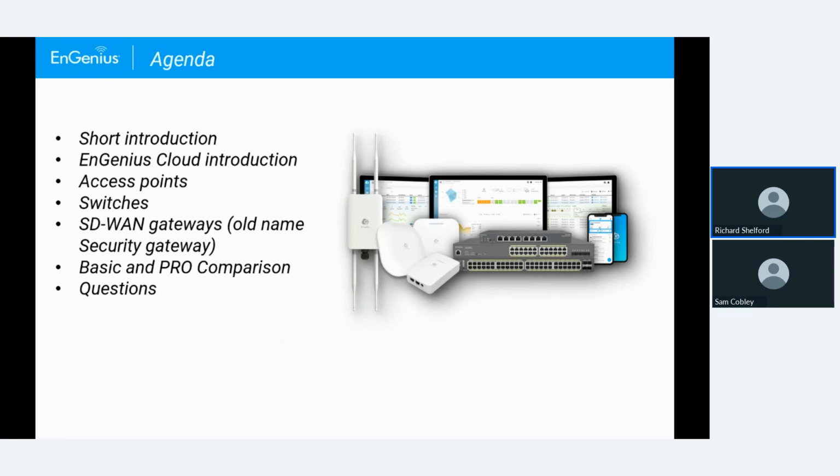Just to let you know, recently EnGenius have started to make available a PDU solution into the family. Currently, it's not available in the UK, so we're not talking about it. It's available with US sockets, which have no use to us. And then we will look at the differences between the basic and the pro comparison. The basic is the free management solution level, and then the pro is the paid-for license feature, followed by some questions at the end.